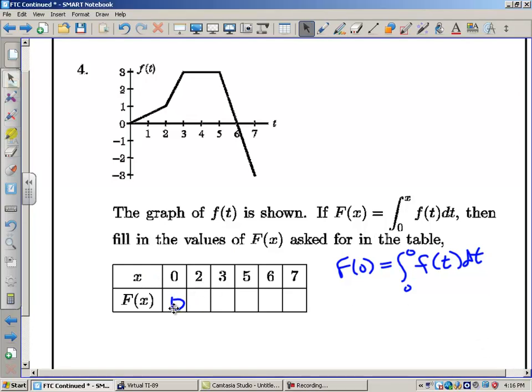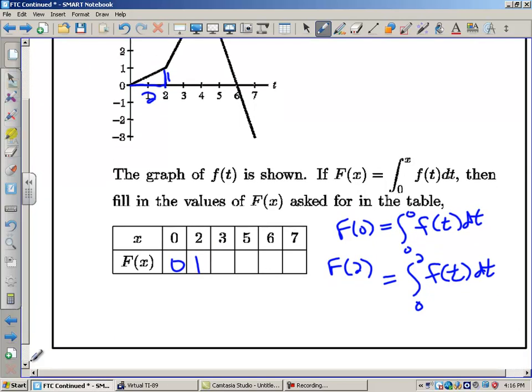Okay, let's do the next one. Now we have to find, we plug in 2 for x. So we're going to find f of 2 by plugging 2 in for x, the integral from 0 to 2 of f of t dt. Well, I have a picture of f of t, so this means the area under the curve from 0 to 2. And that is a triangle. It has a height of 1 and a base of 2. 2 times 1 is 2, divided by 2 is 1, so that's 1.